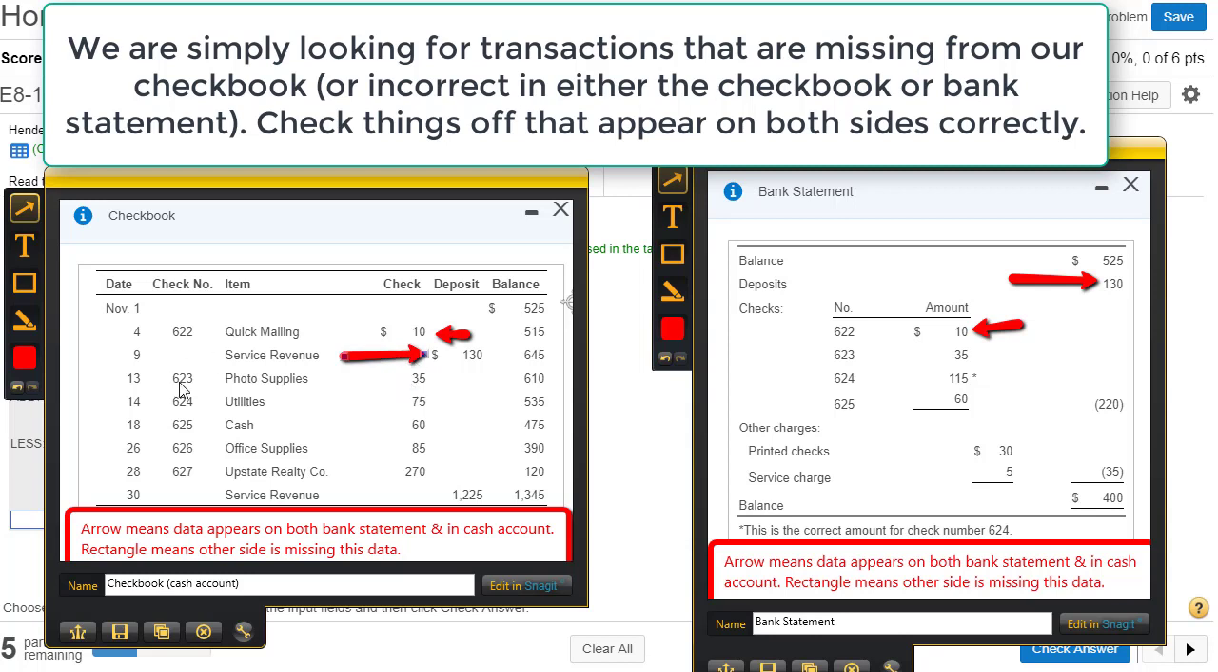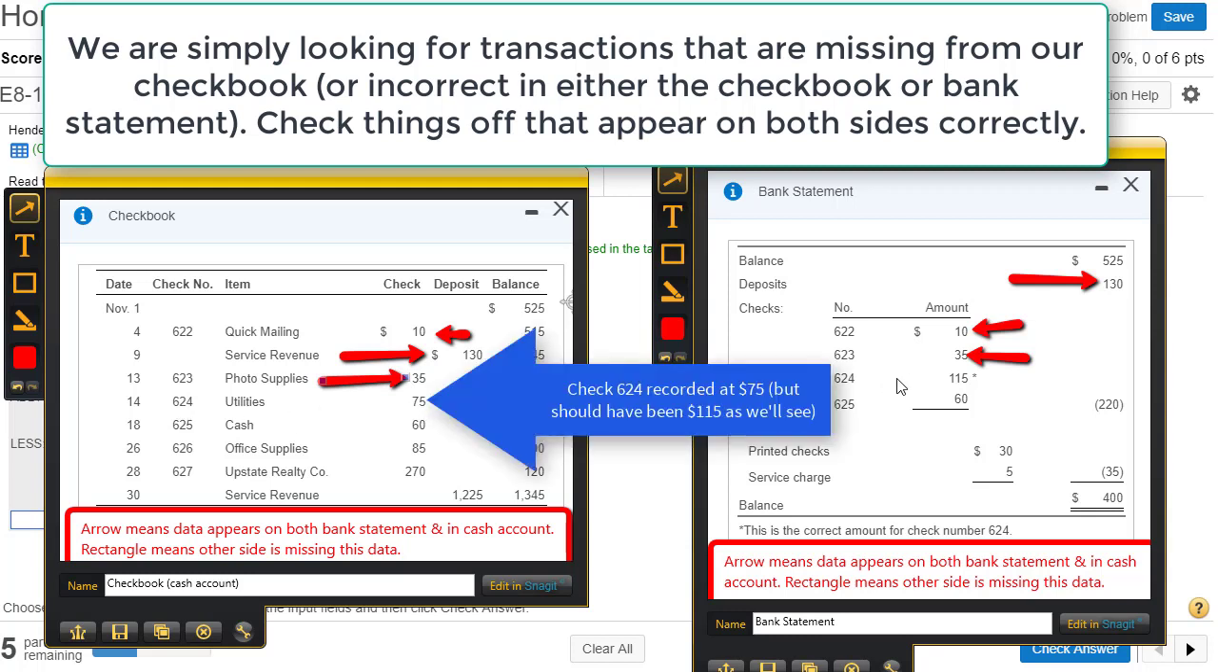Moving down, we've got check 623 for 35 bucks. It's over here, so check it off on both sides. Utilities, check 624 for 75 bucks. Check 624. Uh-oh, this is 115. So don't just assume that because we have check 624 that both sides entered it correctly. In the real world, we would have to go and do some troubleshooting. Who is correct? Our records, where we put 75 bucks in our accounting records, or the bank's records, where they said it's $115 and they took out $115 from our cash account, our checking account.